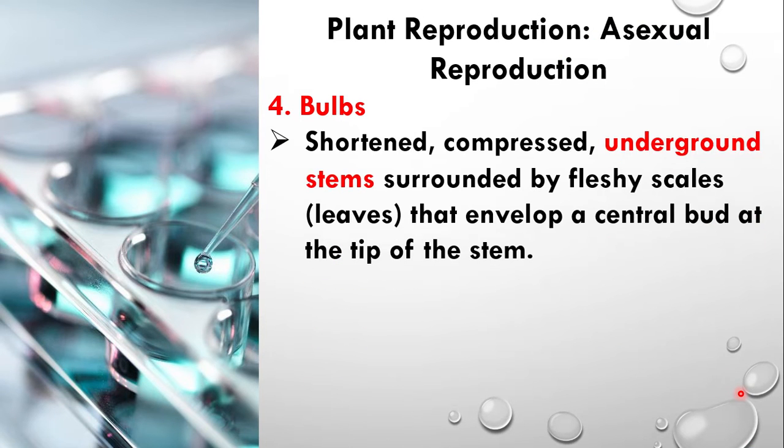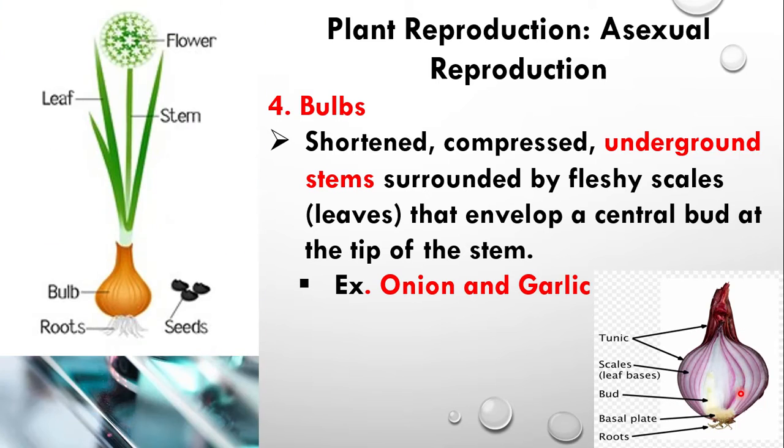Next, we have the bulbs. Okay, they are shortened, compressed, still underground stems surrounded by fleshy scales or leaves that envelope a central bud at the tip of the stem. Okay, examples of bulbs are onion and garlic.